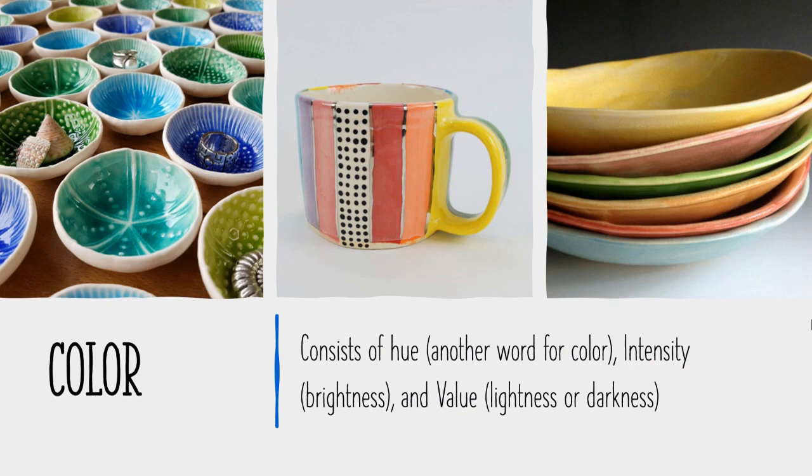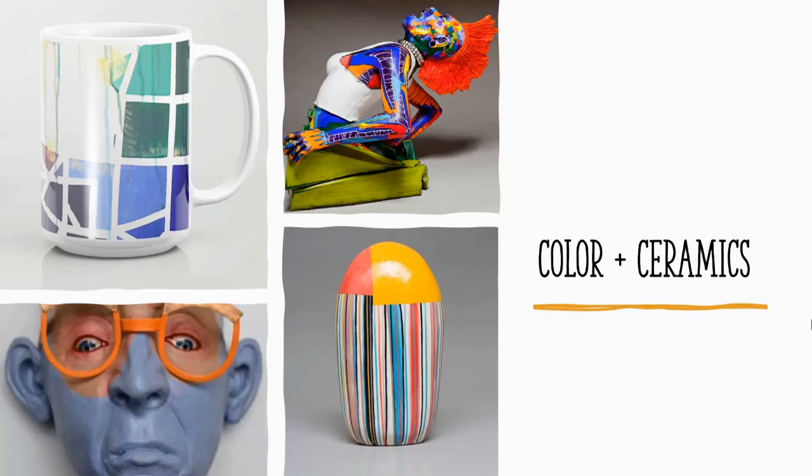And of course, we have to talk about color. Again, this is something that comes up often in the surface detail of an object. Color consists of hue, which is another word for color, intensity or brightness, and value, lightness and darkness. If we use color successfully in ceramics, we can create more interesting pieces. And again, this comes in handy when we go to glaze a piece or add to the surface detail of any artwork.